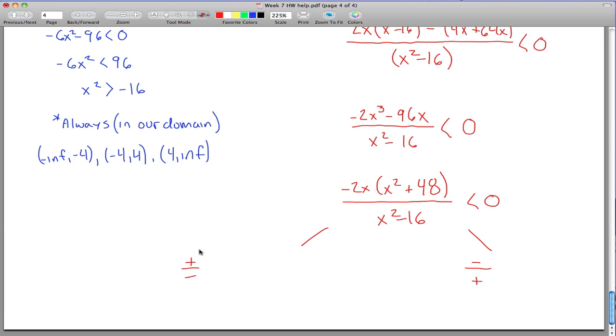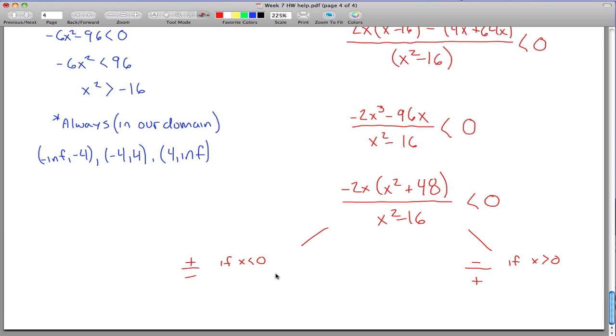Let's see. So let's look at the top first. What x's will make the top positive? Well, this thing right here is always positive. This thing right here will be positive if x is less than 0. Yeah, if x is a negative number, negative times negative makes this a positive. Similarly, the top here will be negative. This is always positive, so the top will be negative if x is greater than 0.